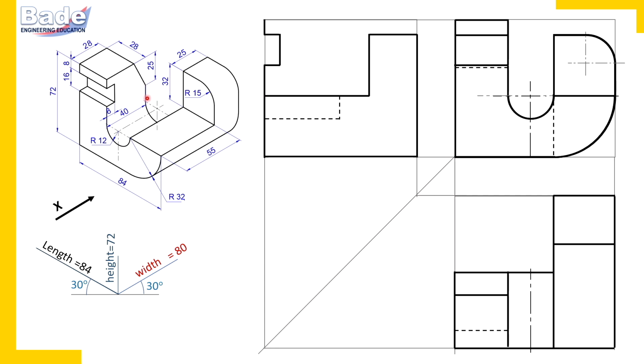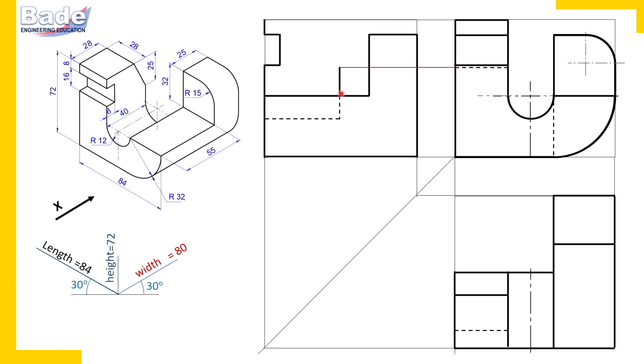Now here there is an edge from this corner. So first we should draw principal edges, remember. Edges which are parallel to the length, width, height axes are principal edges. So this edge is parallel to height. So from the top, leave 25 millimeters distance and then draw the edge. And this edge is from the semicircular surface. So here is that semicircular surface.